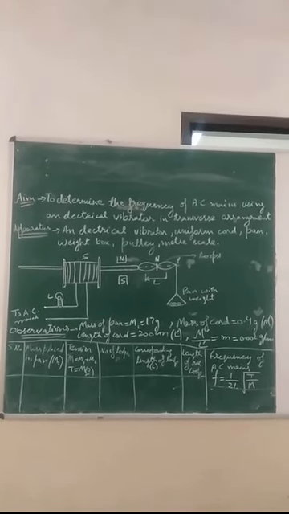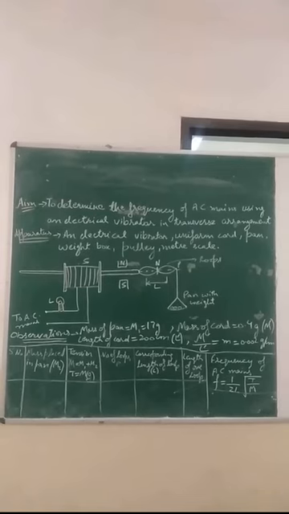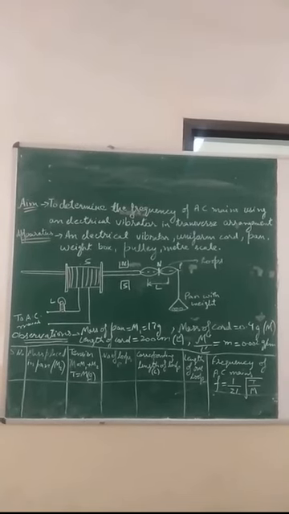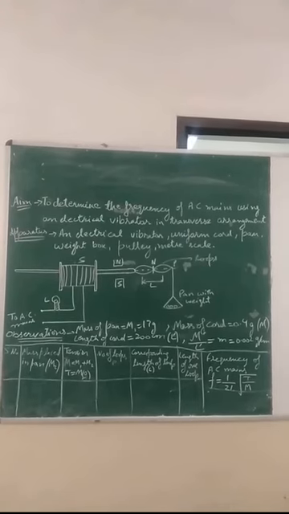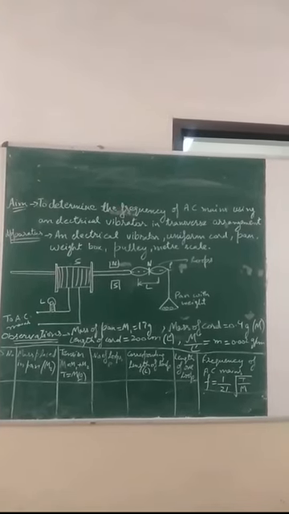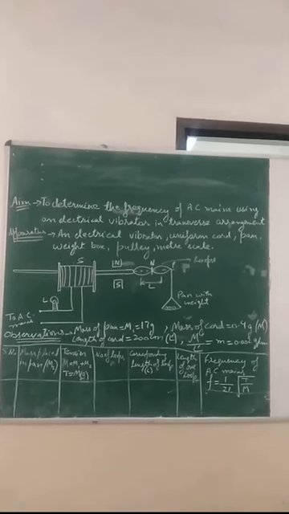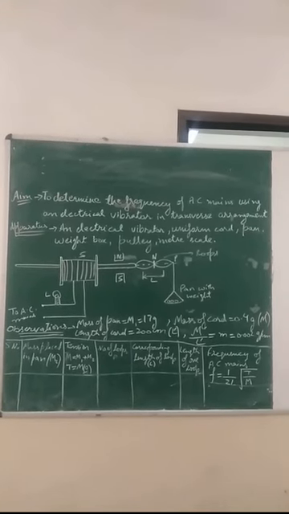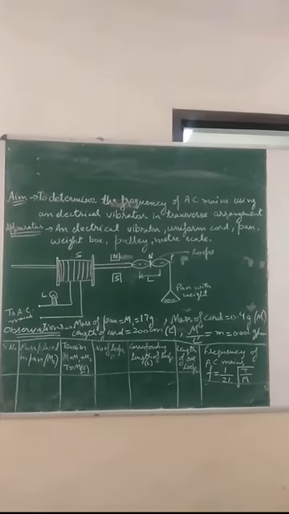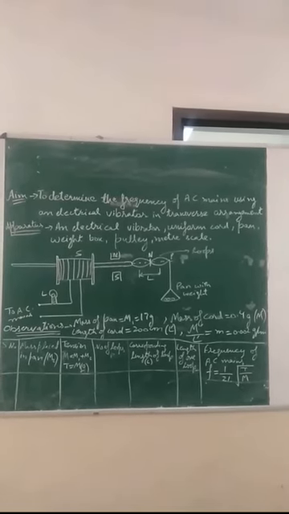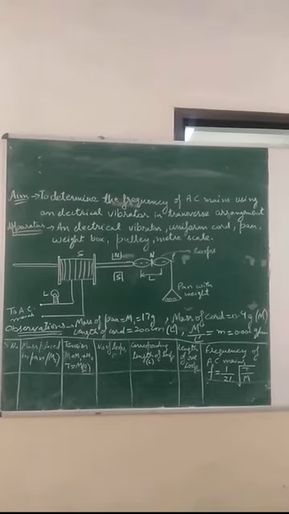There will be the formation of loops on the thread, and these loops will be helpful to measure the frequency of AC mains. So the mass of the pan should be given, the mass of the cord should be given, the length of the cord and the mass per unit length you have to measure. Along with that, the frequency of mains formula is there. So I will show you the diagram and circuit. After that we will proceed for the observations.